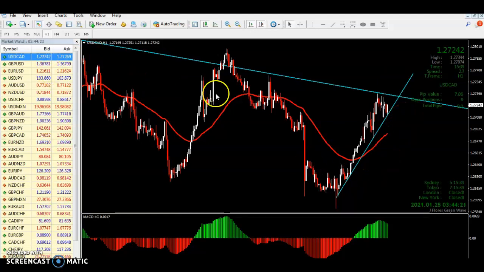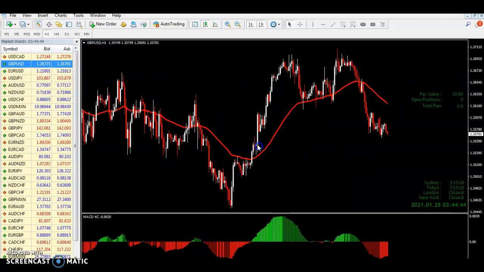But on the USD CAD, in the 1 hour at least, I will look for a sell anywhere in this area over here. Okay, so that's what we got for USD CAD. I'm going to leave those lines right there. I'm not sure they're going to stay there, but I'm going to try to keep them there to review them on Wednesday one more time.